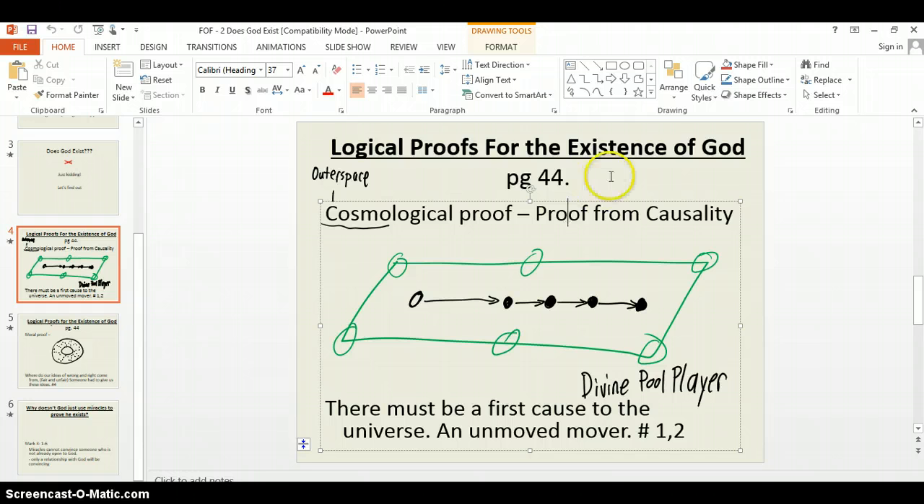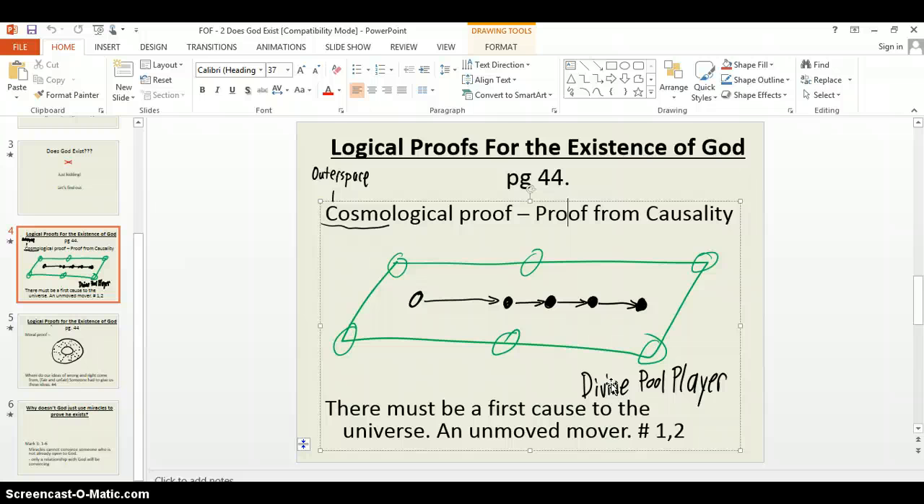And the metaphor I used in class was a divine pool player. Imagine you walked into a room and it had a pool table there and all the balls were moving around. Well, what would you think? You would think that something is causing those balls to move. There must be somebody playing pool or some sort of magnets or some sort of force, because you know that pool balls aren't the sort of things that move on their own. The cosmological proof draws that same conclusion, but with the universe.